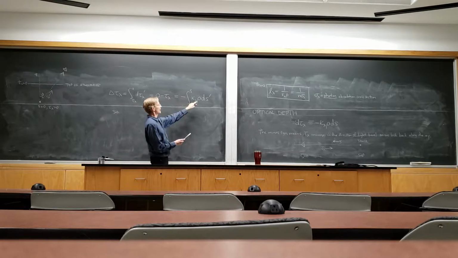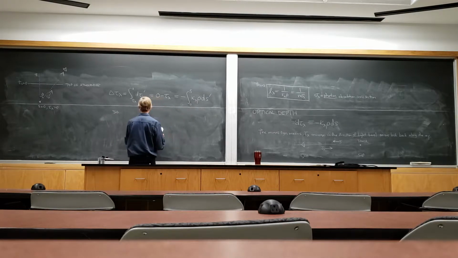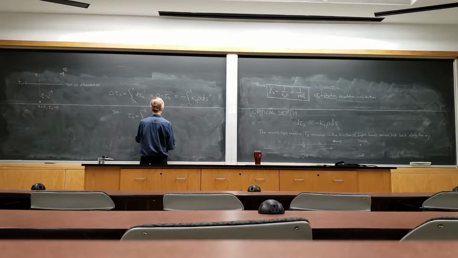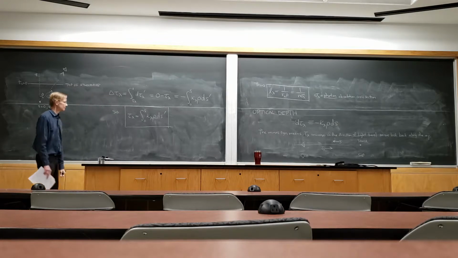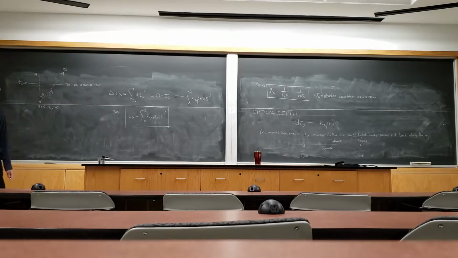Minus tau lambda is minus that integral. So tau lambda is equal to the integral from 0 to s of kappa lambda rho ds prime. So you integrate kappa lambda rho ds prime between 0 and s, but wait, that was the integral that was up in the exponential that we were writing before.